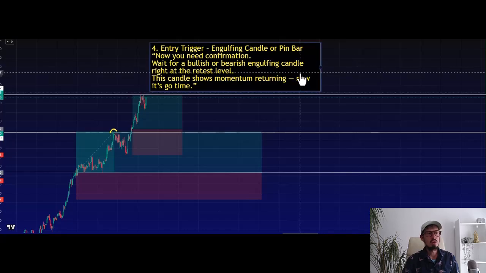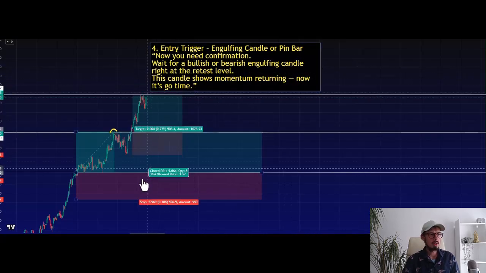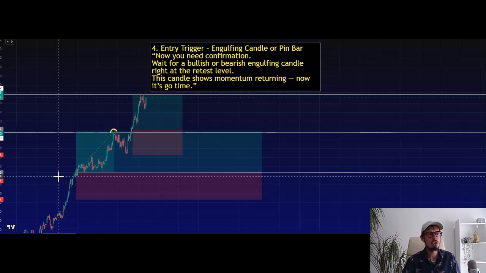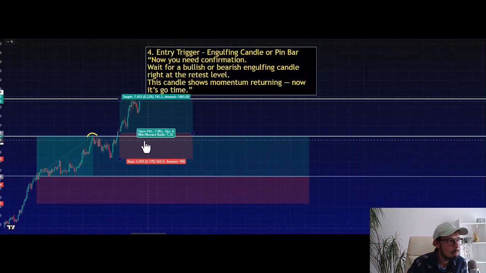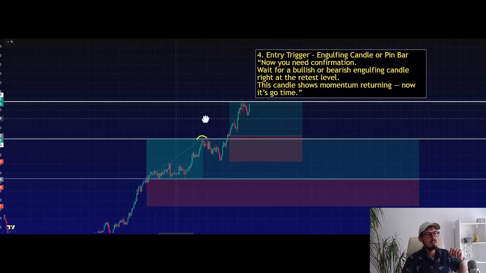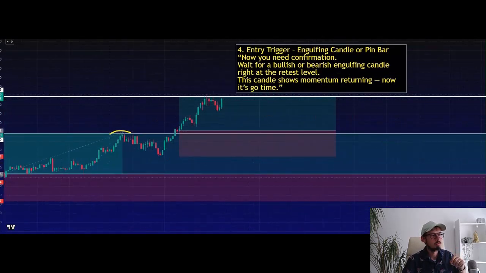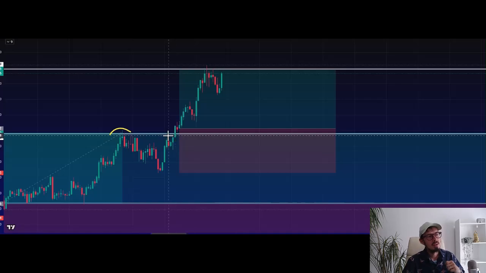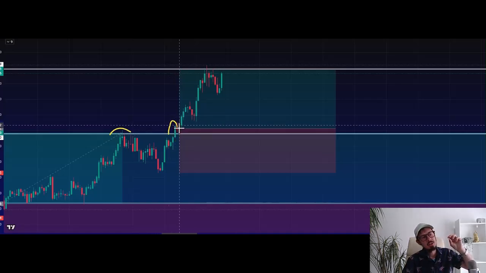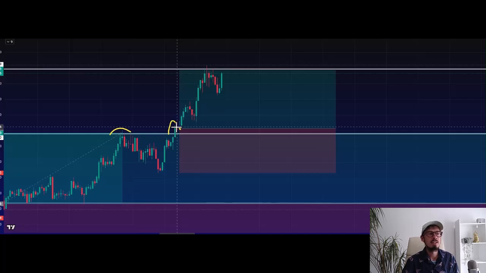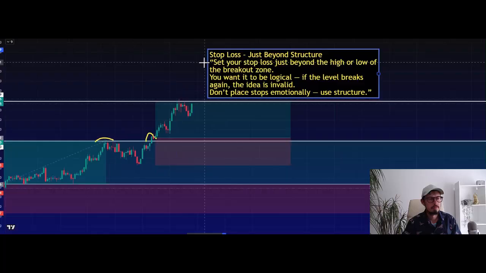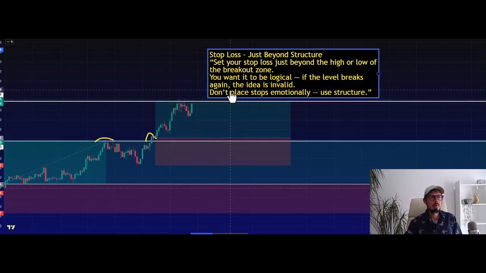We look for an engulfing candle or pin bar. So now we need to wait for the confirmation. Wait for the bullish or bearish engulfing candle right after the retest level. This candle shows momentum returning, and now it's a good time to enter. So the breakout happened. The retest is the red candle, and let me zoom in. So the breakout happened, red candle, and the next bullish candle. That's where we would enter these buy trades, and vice versa for the sell trades. Now, the stop loss is placed beyond the high or low of the breakout zone.